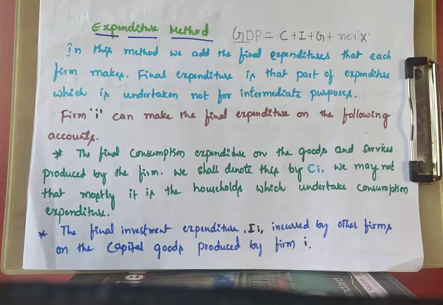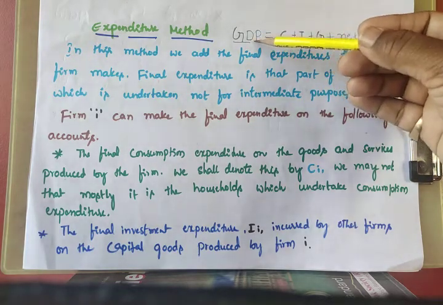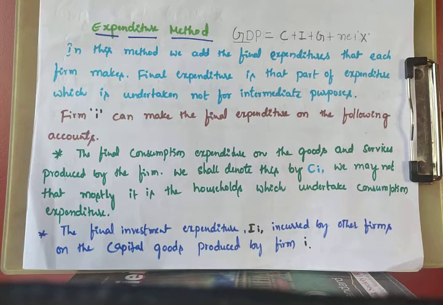In this method we calculate national income through this formula, that is gross domestic product. Gross domestic product means the value of all final goods and services produced within the country, domestic, within the country during a year.